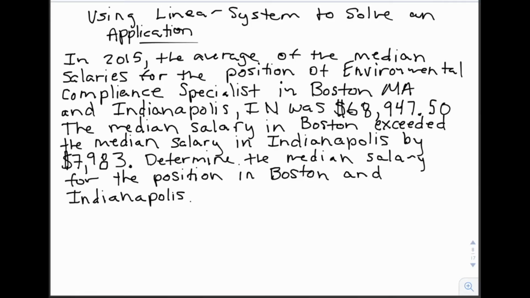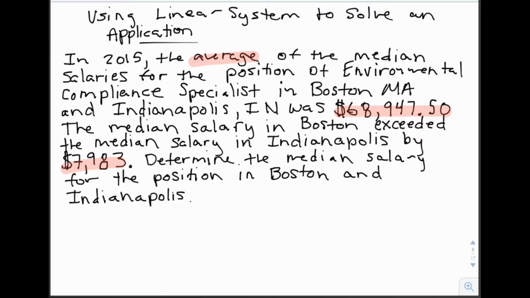So we need to pick out our information here. The first piece it tells us is that the average of the salaries is going to be equal to this dollar amount. And we know that the median salary in Boston exceeds the median salary in Indianapolis by $7,983. So using these pieces of information, let's write two equations here.